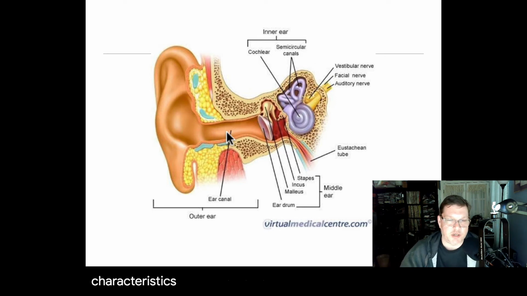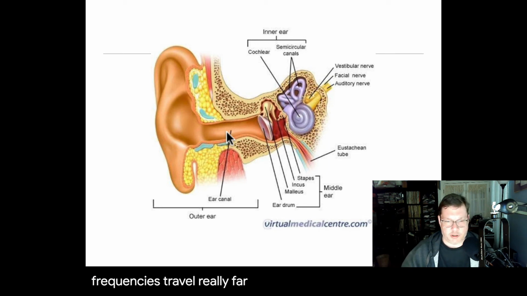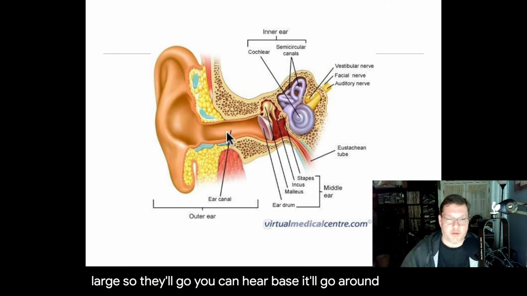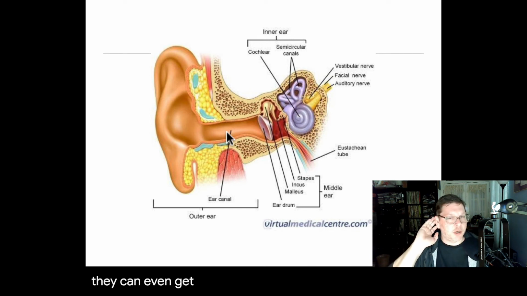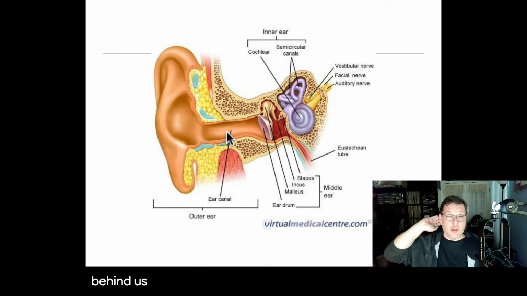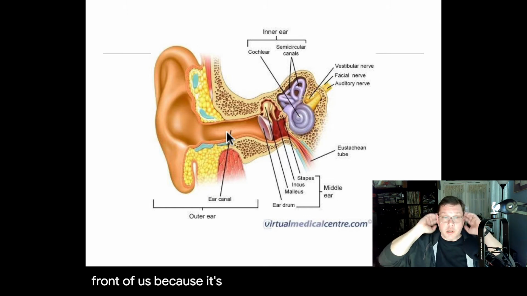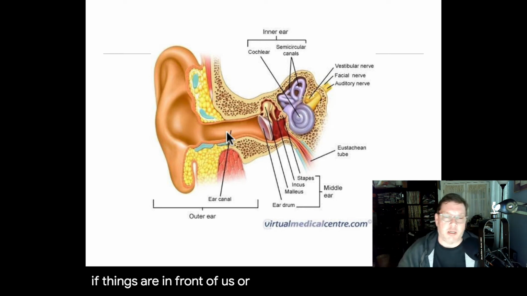One of the characteristics of sound waves that we're going to learn about is that waves will go around objects or obstacles that are bigger than the sound wave. So that's why bass frequencies travel really far, because bass sound waves are large. So you can hear bass, it'll go around things, but very high frequency sound waves are much smaller, so they can even get filtered by our ears. So if something is behind us, we'll get less high frequency content than in front of us because it's filtered by the shape of our ears. So that's one of the ways we can tell if things are in front of us or behind us.